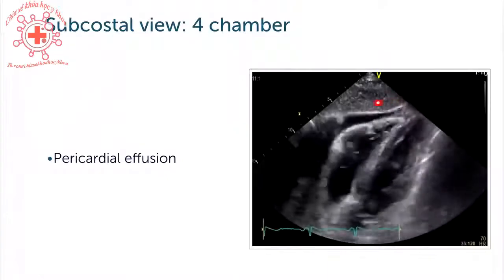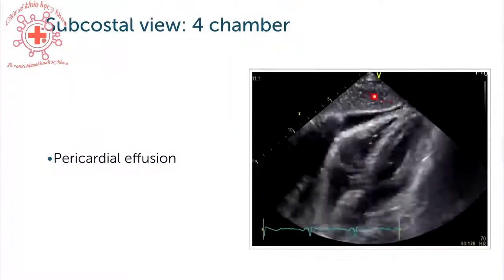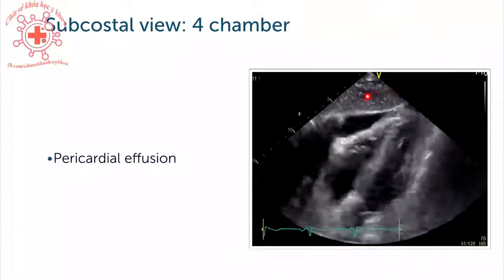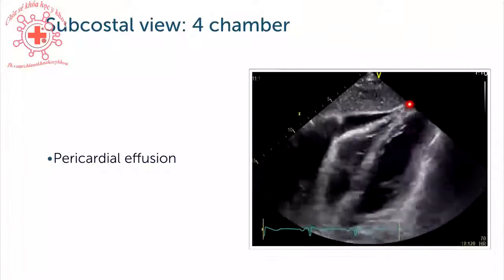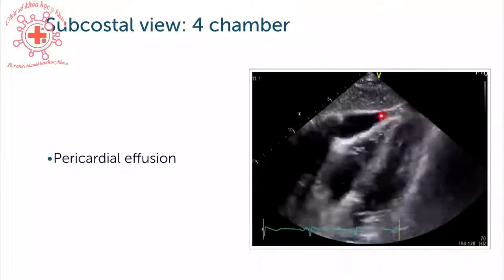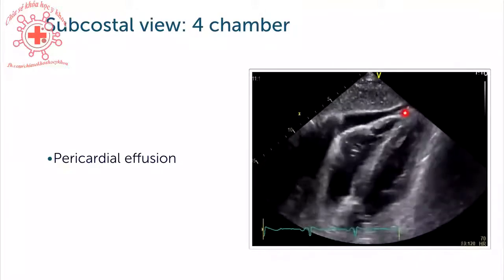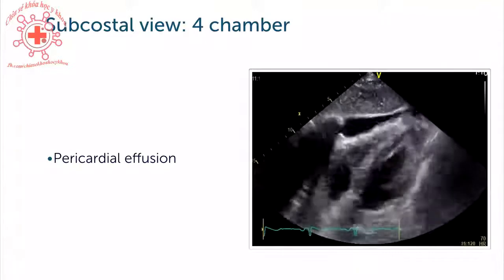Another very important reason to perform a subcostal 4-chamber view is the detection of a pericardial effusion. Now we do have a gap between the liver and the heart. This is the diaphragm and also the pericardium at the same time, and this is the echo-free space. We do have some structures which are on the heart. This is epicardial fat, but this here is the pericardial effusion.